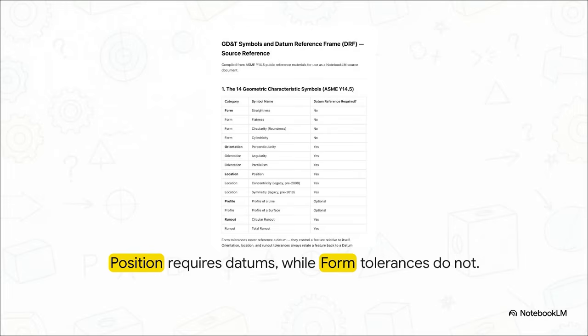All right, if you guessed position, you absolutely nailed it. As the standard rules outline, orientation, location, and runout tolerances, like position, always have to relate back to a datum. They tell you where a feature is compared to the rest of the part. But form tolerances, like flatness, they never require a datum. They literally only control a feature relative to itself.